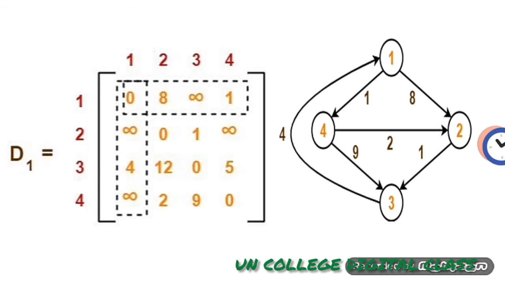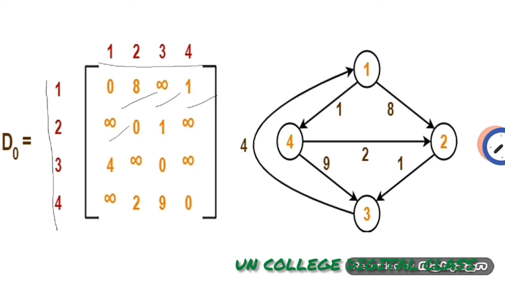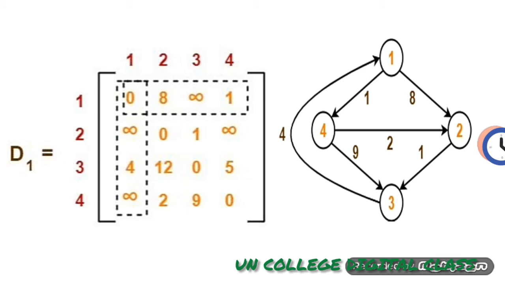Now we are moving to the next one. In the previous one, the second row was infinity, 0, 1 and infinity, and here you can see the same values are present. 2 to 1 has no direct connection, that is infinity. 2 to 2 is 0. 2 to 3 is 1, as it is the minimum one. Also 2 to 4 is infinity, no direct connection, and we also cannot reach 4 by using intermediate vertices.